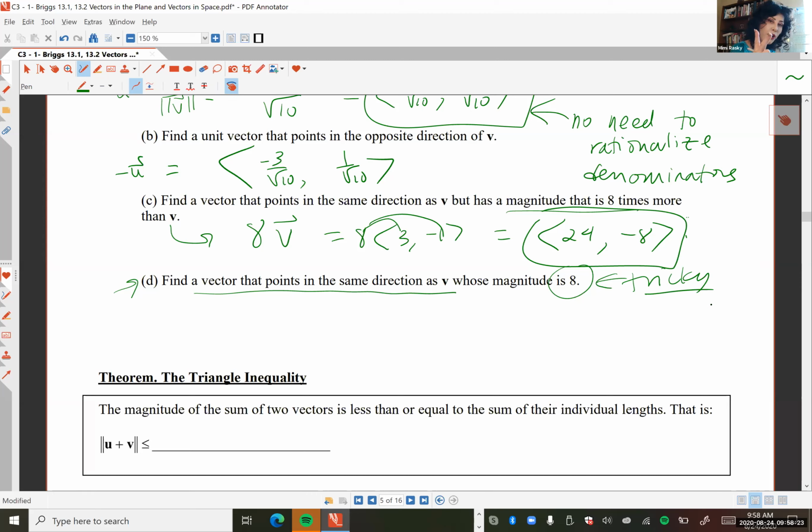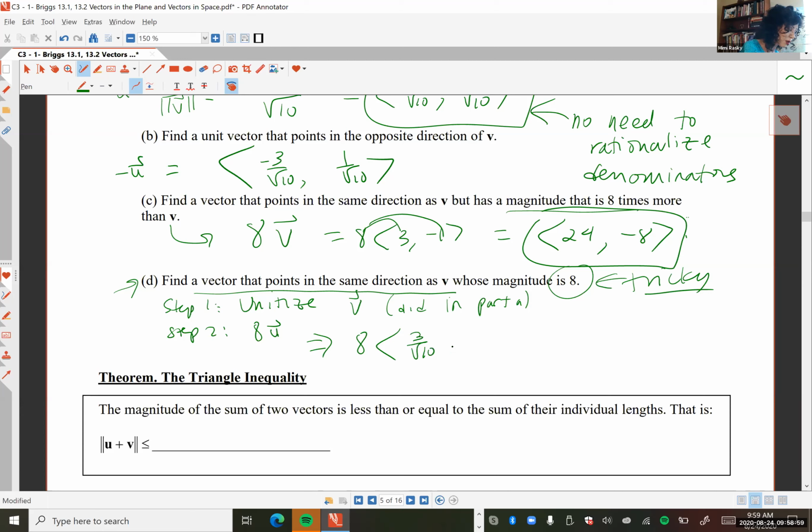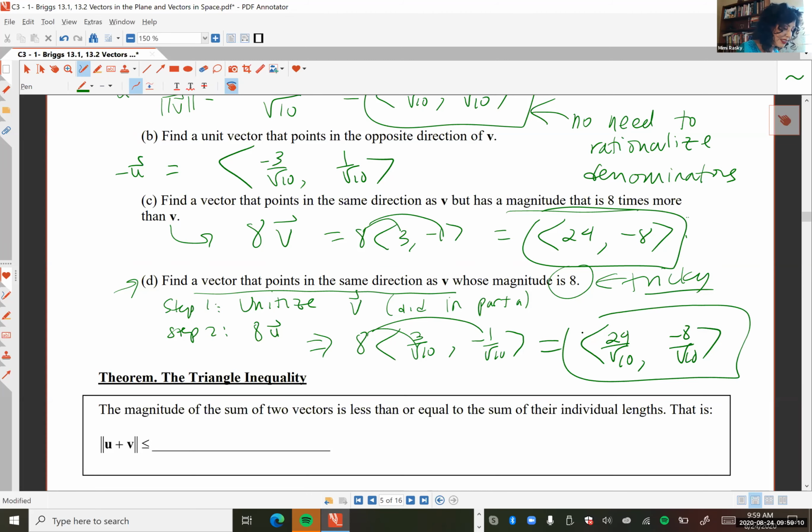What you're going to do, it's a two-step problem. You're going to first unitize the vector and shrink it down so it only has 1 unit, and then hit that unitized vector with a scalar multiple of 8. So step 1 would be unitize v, but I claim we already did step 1, in part A. And then step 2, you would go 8u, and that'll give you a vector that has exactly a magnitude of 8 units. So I'm going to just multiply our unitized vector, which was 3 over square root of 10, -1 over square root of 10, with an 8, and don't forget to distribute your scalar, and your final result there is a vector that has exactly a magnitude of 8, okay?